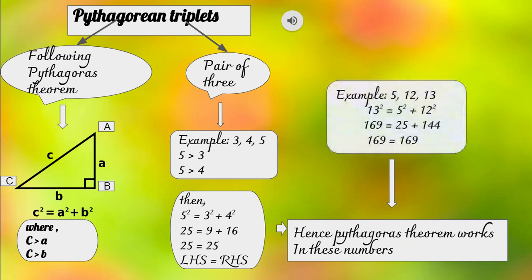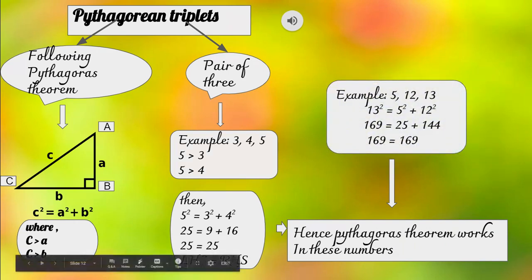Now you find the square of the biggest number, that is 13. 13 square is also 169, isn't it? Therefore, you can see that 5 square plus 12 square is equal to 13 square. So the relationship holds true in this case, and they form a Pythagorean triplet.